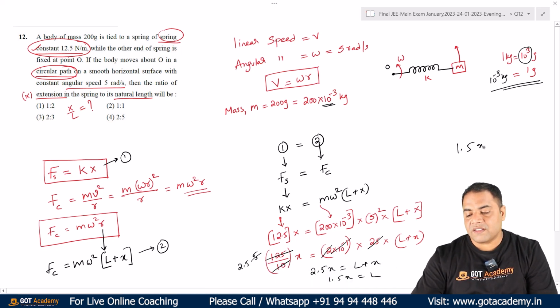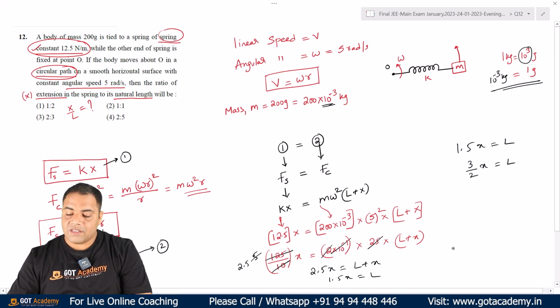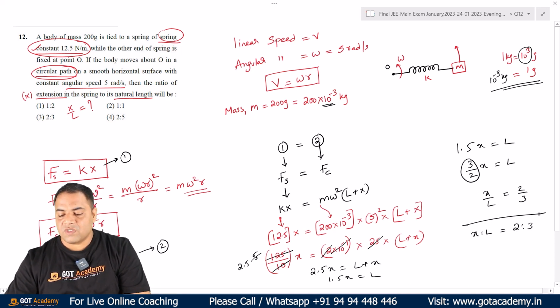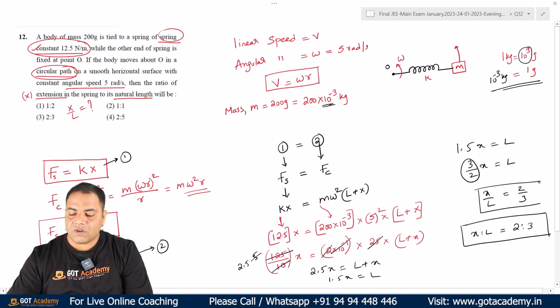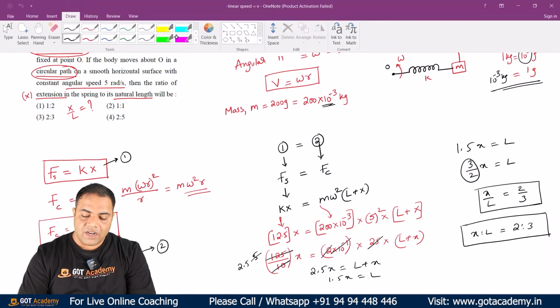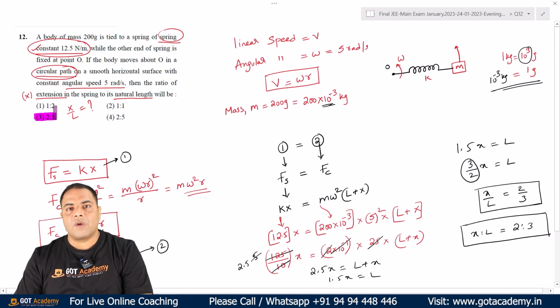So 1.5x equal to L, and you can write 1.5 as 3 by 2. So 3 by 2 x equals L. He's asking x by L, so better to shift this 3 by 2 to the other side. So x by L is equal to 2 by 3. From this, x is to L can be written as 2 is to 3. So this is the ratio of extension to natural length. It comes under which option, my dear children? Nothing but option 3.